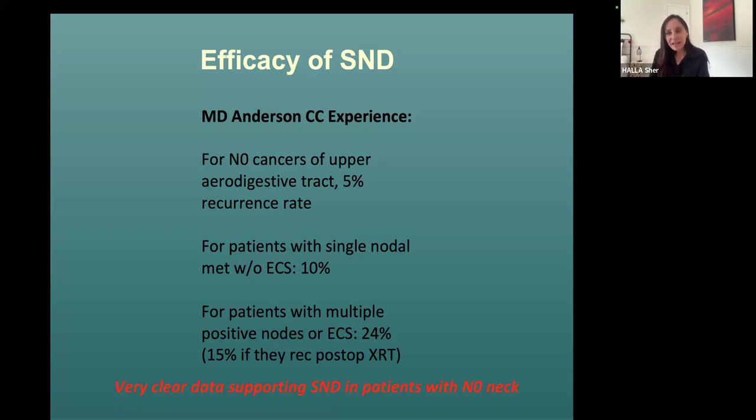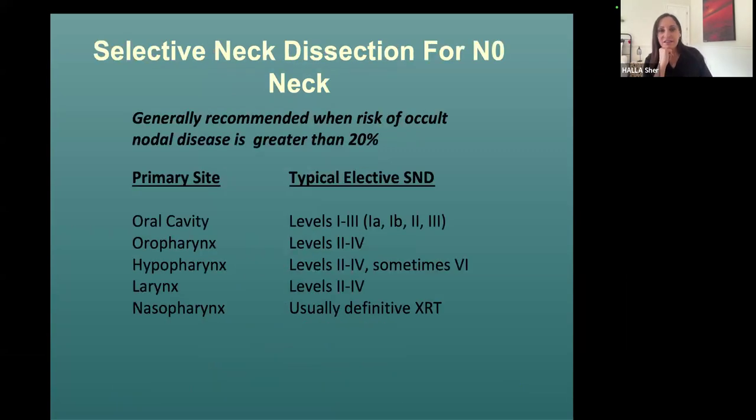The risk jumps dramatically in patients who have multiple positive lymph nodes or have any lymph nodes with extracapsular spread. And in those cases, the risk of recurrence is around 24%. So 1 in 4 of them, which is significant. And so in those patients, we follow up with post-operative radiation therapy, and that drops the recurrence risk to 15%. So there's very clear data, very strong data supporting selective neck dissection in patients with the N0 neck.